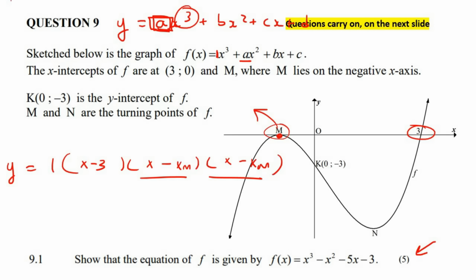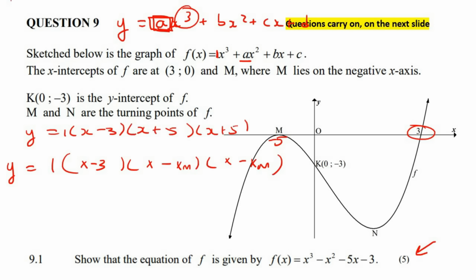Very good. So what we can now do is, and by the way, if this was like a 5, for example, or like a negative 5, then your brackets would go like this. x take away 3, x plus 5, and x plus 5.